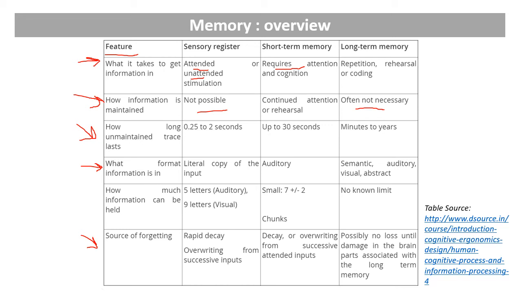And this is an important thing, how long an unmaintained trace of information lasts. So in sensory register, it is up to 2 seconds. That is the time till when the information lasts. In short-term memory, the information can last up to 30 seconds, and in long-term memory, it can last for a few minutes to several years, right?